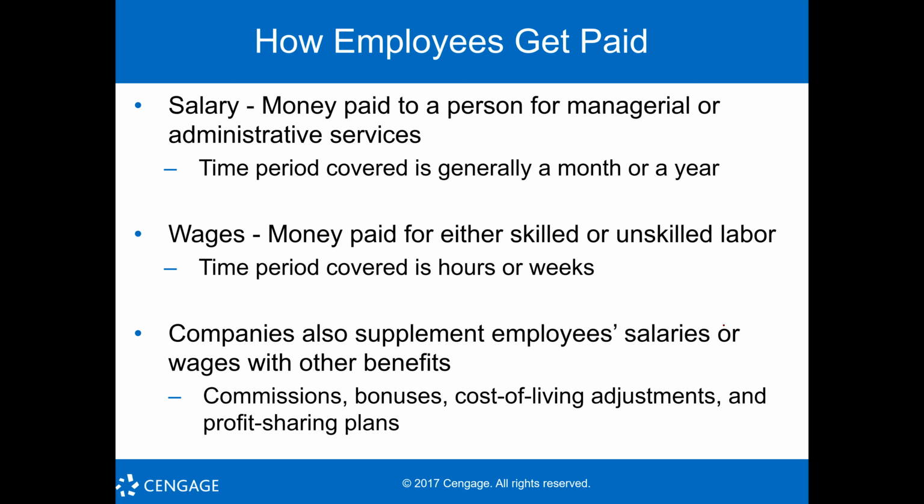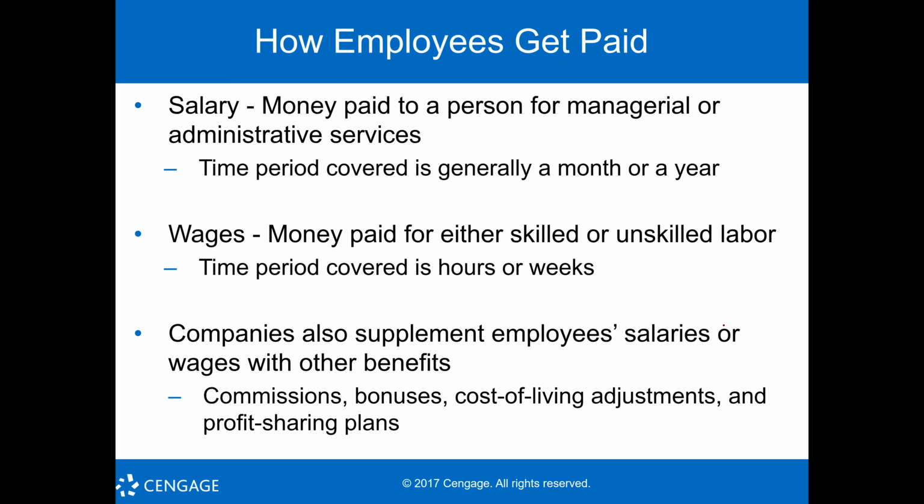Wages, and this is when we're per hour, right? Money paid for either skilled or unskilled labor. Again, where a salary, usually we say our salary is, again, 4,000 per month or 48,000 a year, right? Where wages, it's per hour, generally speaking. And so that's what it shows here. Time period covered is for hours or weeks.